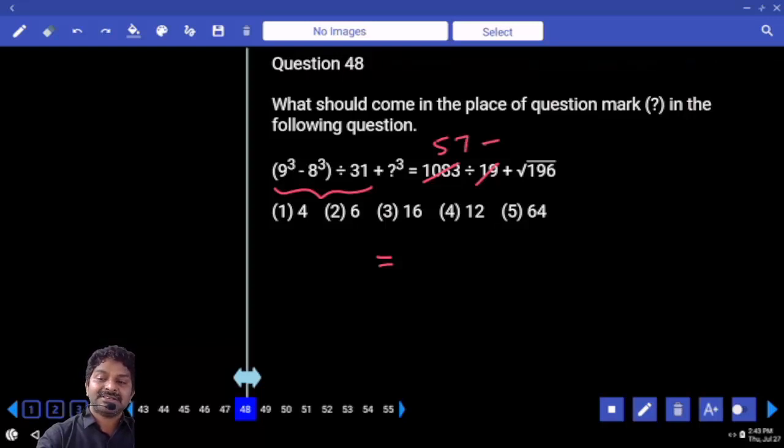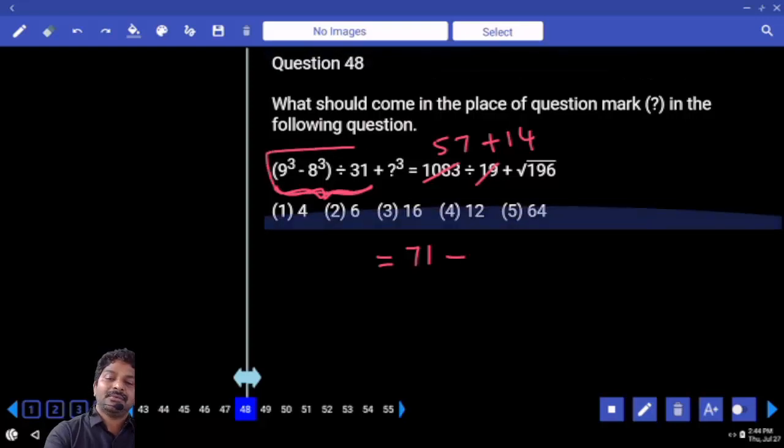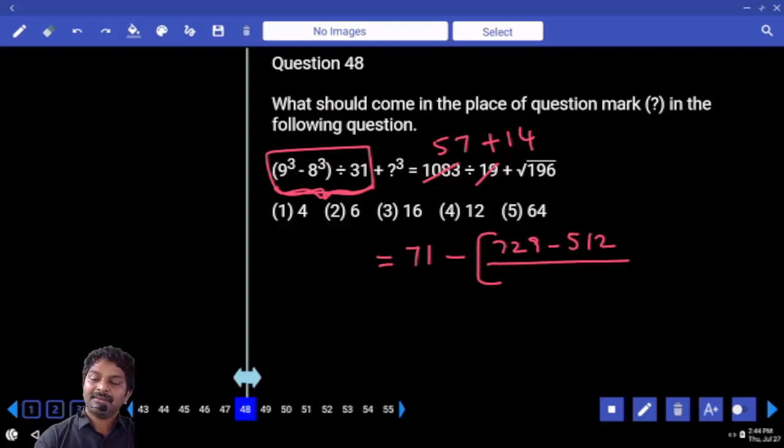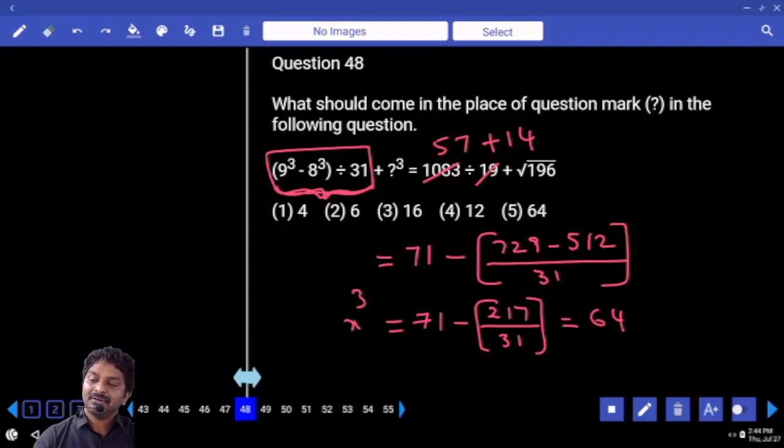Under root of 196 14. 57 plus 14, 71. And left hand side this value, if it goes right hand side it becomes minus only. 9 cube 729 minus 8 cube 512 divided by 31. How much is that? X cube is equal to 71 minus 217 by 31. How many times? Which is 64? Which cube is 64? 4 cube.